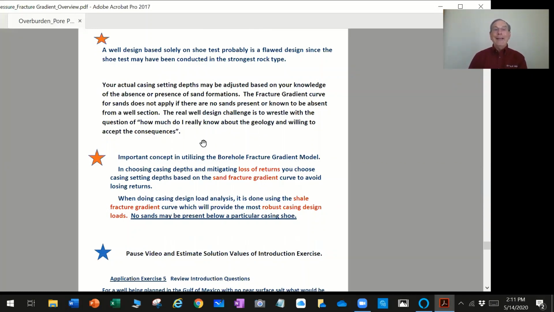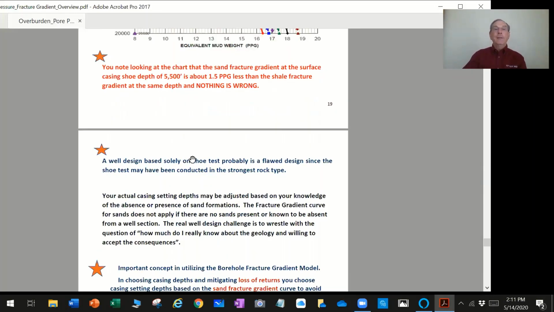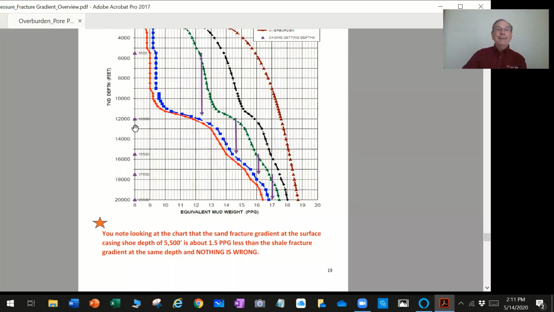Now, this is a very important principle that I've listed here. Your actual casing setting depths may be adjusted based on your knowledge of the absence or presence of sand formations. Let's just say for this example that I set casing at 12,000 feet here. Based on this model, it shows that the sand fracture gradient is 14.5 pounds per gallon. But if you have knowledge on your well that between 12,000 feet and 14,000 feet there are no sands, you have absolute knowledge of that, you can ignore this green line.